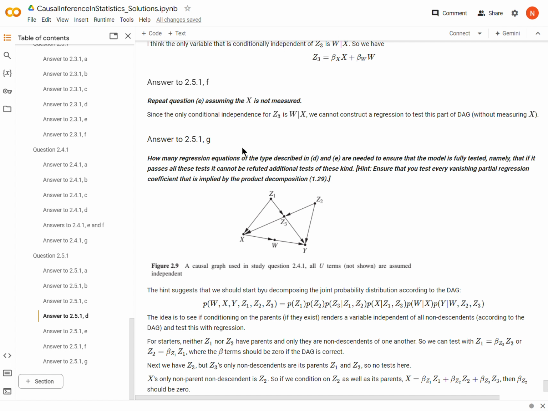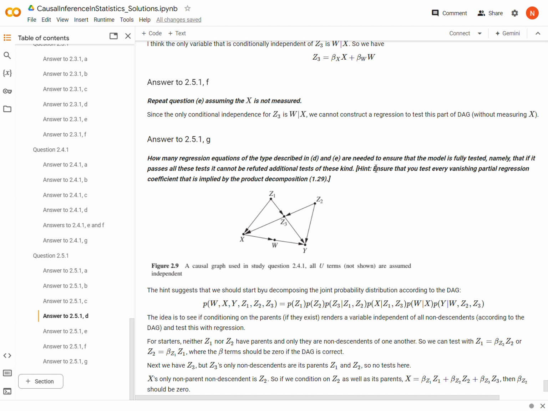But how many regression equations of those types are needed to ensure that the model is fully tested? By the model we mean the entire DAG, not just Y and not just Z3, but every variable in there. Namely, that if it passes all of these tests, it cannot be refuted by additional tests of this kind.